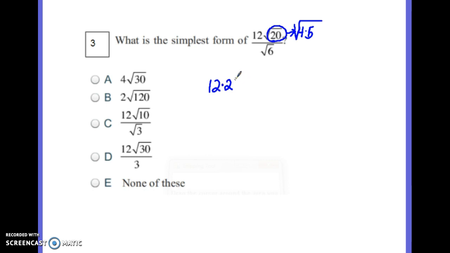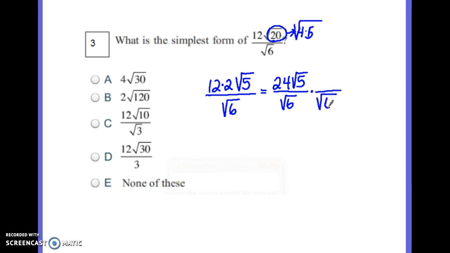We don't know what the square root of 5 is. That is not a perfect square, so we'll leave the square root of 5 underneath that radical, and we'll deal with the square root of 6 momentarily. So at this point, we've got 24 square root of 5 over square root of 6. So what we're going to do next is called rationalizing the denominator. We don't typically leave radicals in the denominators of fractions. So to get rid of that, we're going to do what we call rationalizing the denominator.